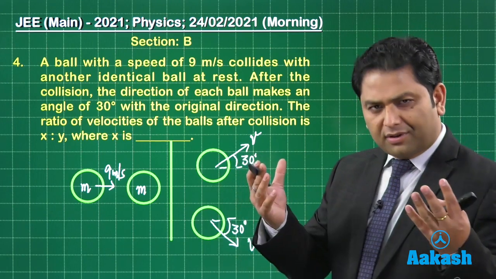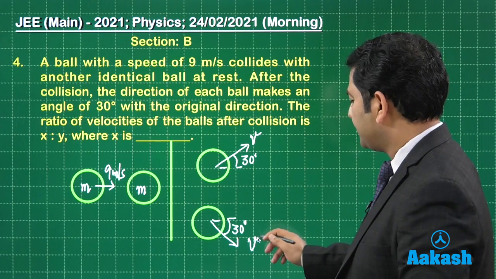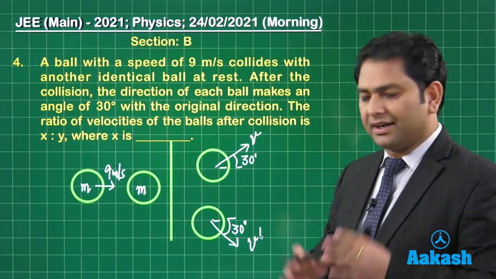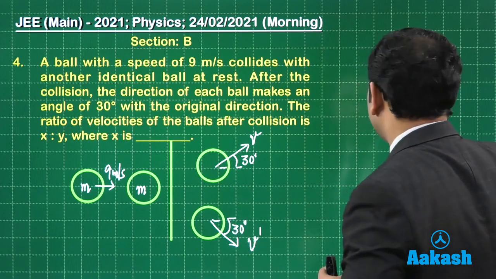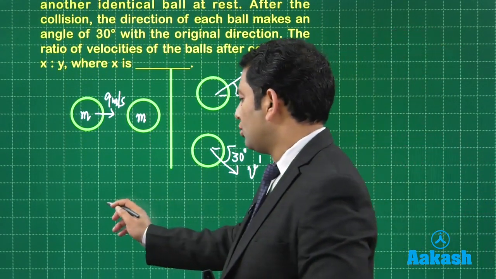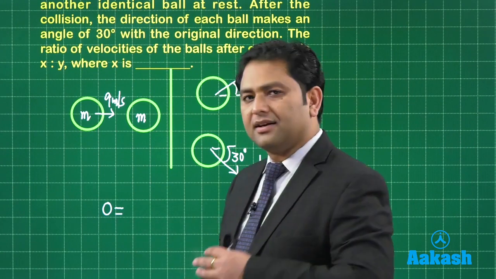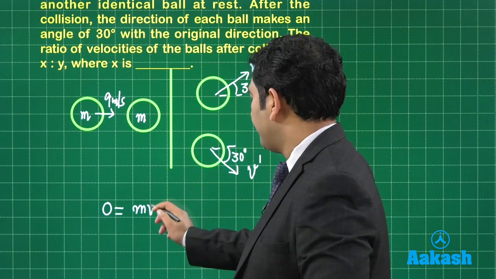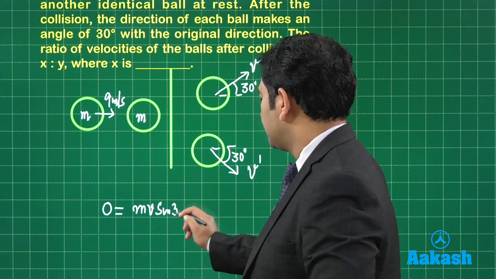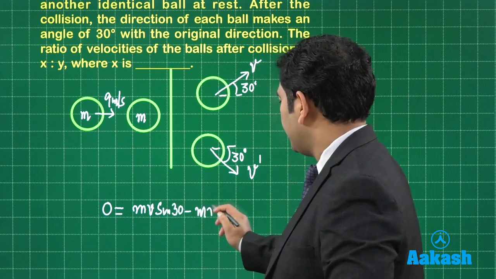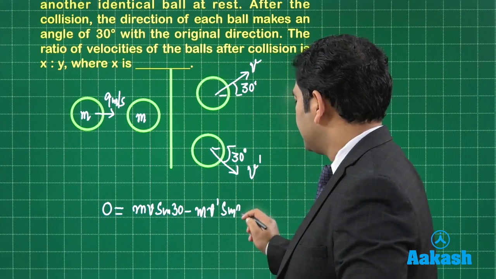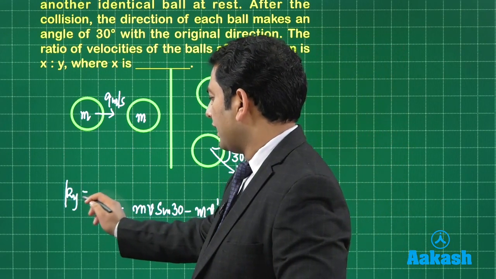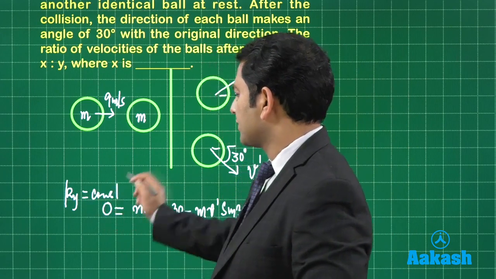Or if you want to think in this way, imagine this is v dash, and conserve momentum along y. Now what is the initial momentum along y? That is 0. Why is it conserved? It's very clear, there is no external force. Now this is going to be mv sin 30 minus mv dash sin 30. Now we are conserving momentum along y. That's what we are doing, right?